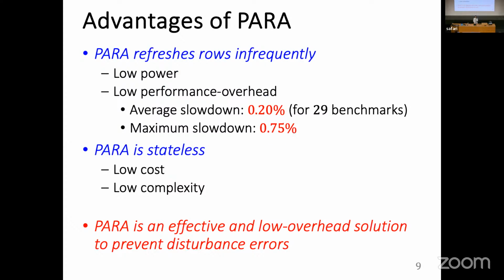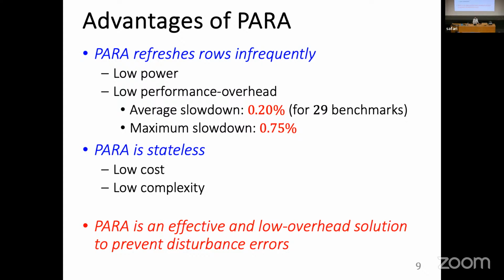And there are 2 advantages of PARA. The first one is that PARA refreshes rows infrequently, which means that it has low power and low performance overheads. And I want you to remember that when this solution was proposed, we were looking at much higher RowHammer thresholds.